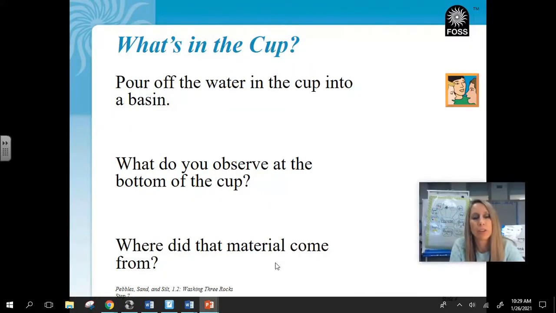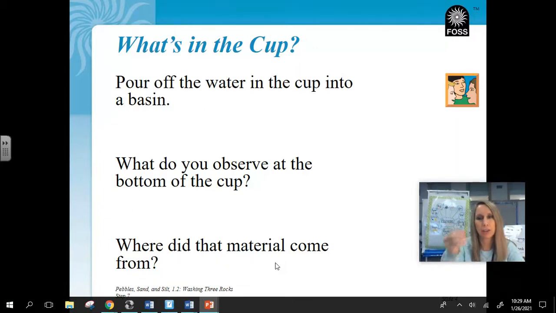You can also try this at home: take your water and pour some of the water off and see what's left. What I can already see in the bottom of my cup is a lot of that powder from where I rubbed the rocks, so the weathering of the rocks.